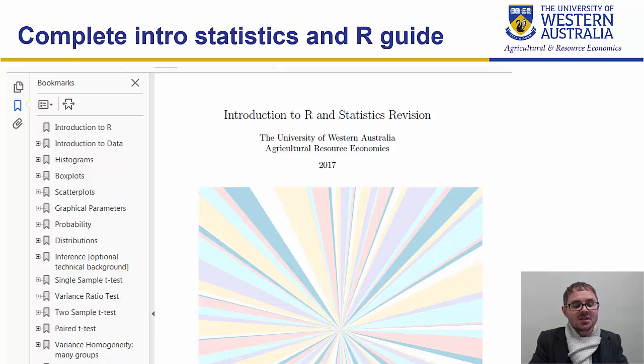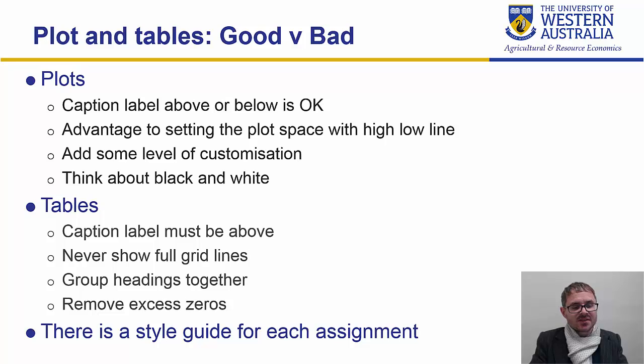Now, a lot of this goes towards presentation, and I'm going to have a brief segue into a couple of things about good and bad plots and some examples. We'll see a number of examples. For plots, there are a couple of rules that we're going to have for the unit, and there is a detailed guide on what the rules are. Caption labels can be above or below the picture. That's going to be okay. But we really want to have some level of customization. For tables, caption labels are going to be above, we're never going to be able to see the grid lines, and we want to remove excess zeros or scale our data in some way.